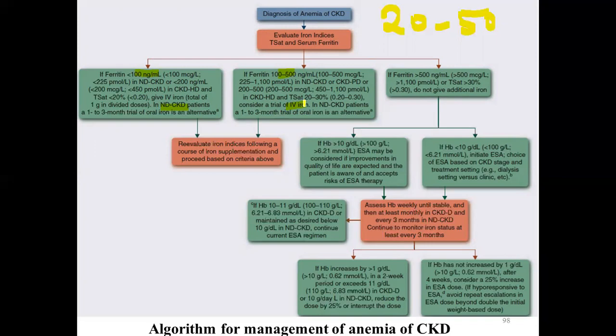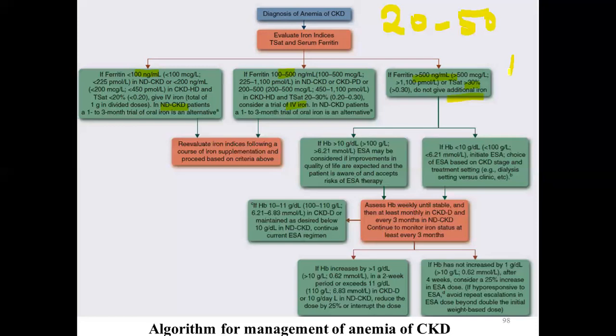But if the ferritin level is above 500 nanogram per deciliter and the saturation is above 30%, don't give any additional iron. Yeah, that is the recommendation.